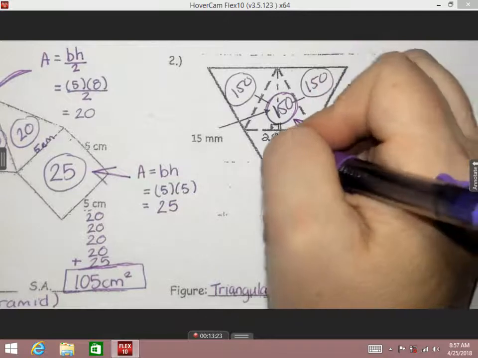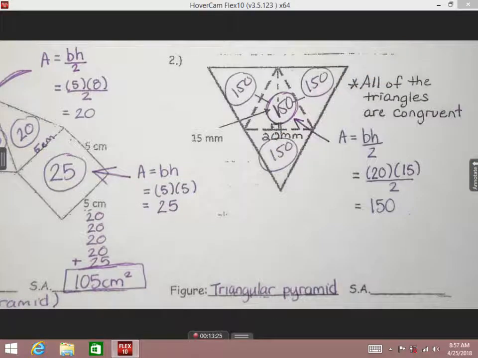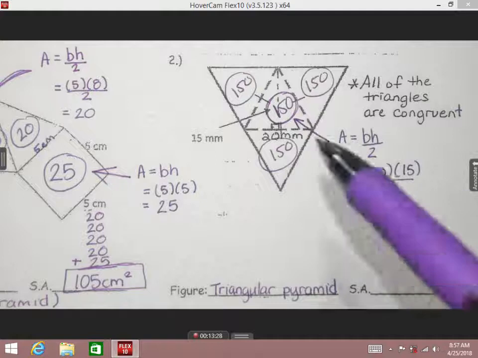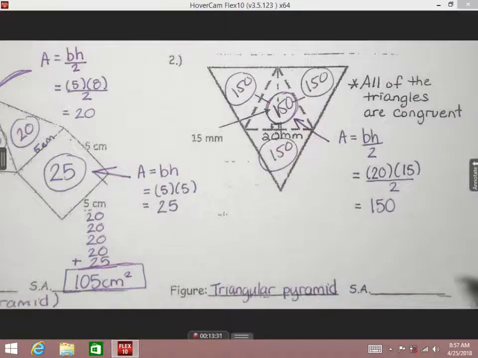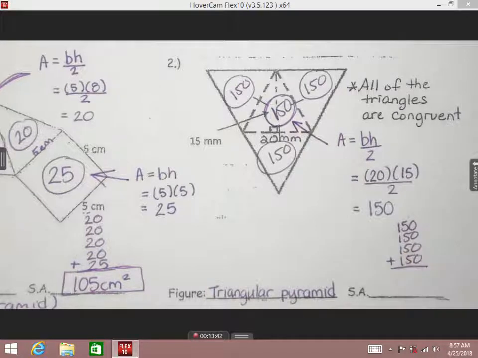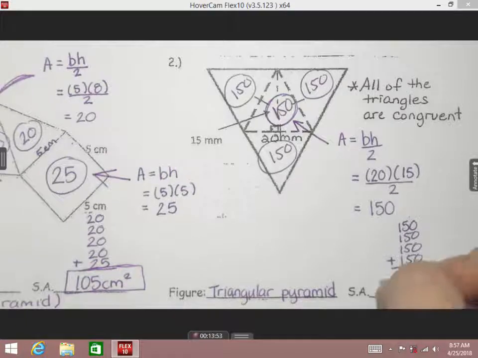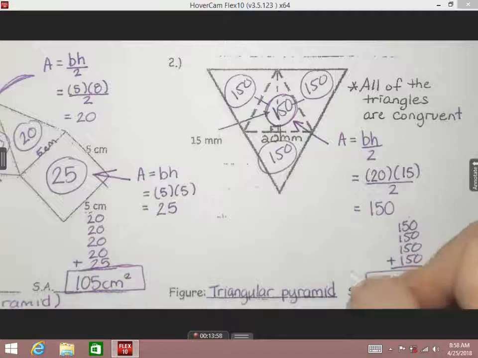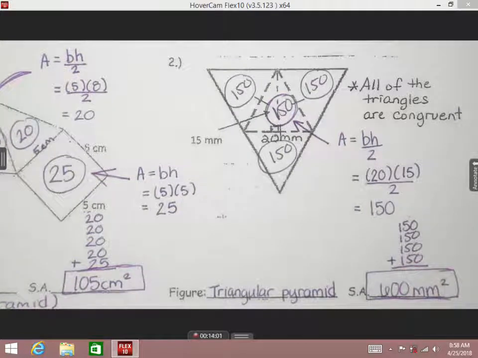Now count carefully. I'm going to put my 150 in every box. How many 150s are there right there? There are 4. So we can do 150 plus 150 plus 150 plus 150. Or when I type in my calculator, I can just do 150 times 4. It's up to you. If you're typing in a lot of numbers in the calculator, please be very careful. What do we get? 600 millimeters squared. Do we have any questions on number 2?